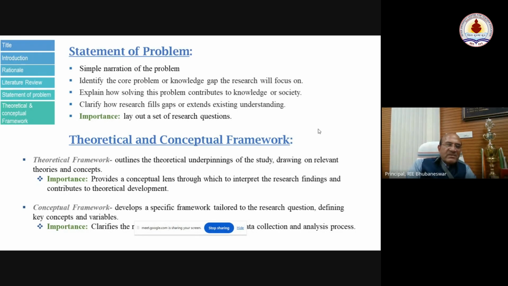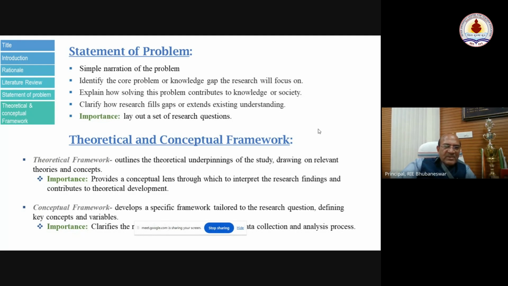The research is to be focused on that, and it is to be explained how solving this problem will benefit knowledge or society. There will be a contribution to knowledge and society. How research fills gaps is to be clarified, or how it extends existing understanding. So importance, then lay out a set of research questions and the theoretical and conceptual framework.